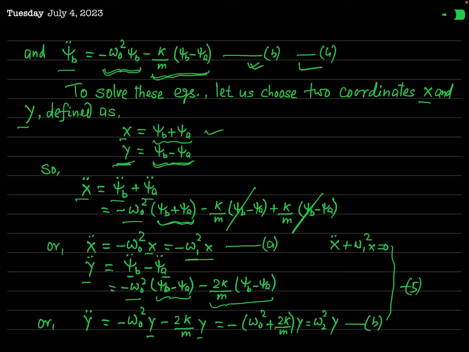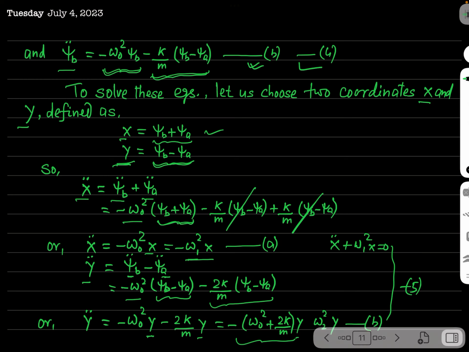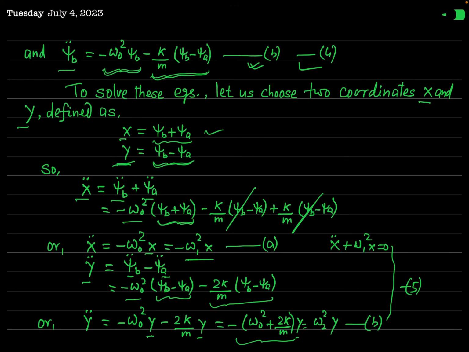Again you can take this y as a common factor, and so y double dot is equal to minus omega naught square plus 2k by m into y, and this can be written as minus omega 2 square y. Here we should write minus. Okay, see here, this is minus omega 2 square y. Again you can see that this is the equation of SHM having angular frequency omega 2.